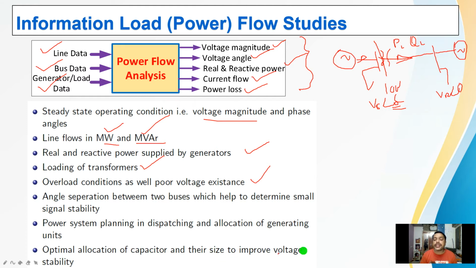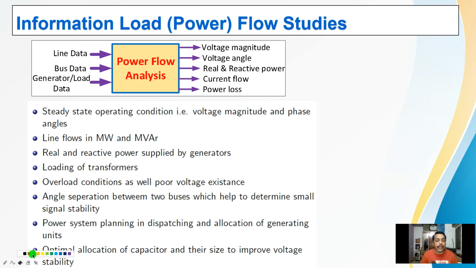Then optimal allocation of the capacitors and their sizes to improve the stability. So suppose the voltage at this bus is going to the low side, then how much capacitor should be added at this bus to improve the voltage and the stability of the system. That study is possible by getting the information through the load flow analysis. So in this way, we get the information about load flow analysis.